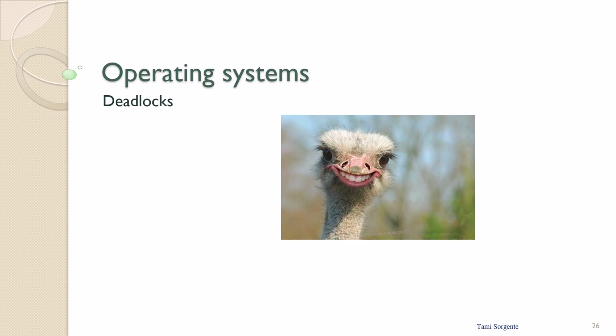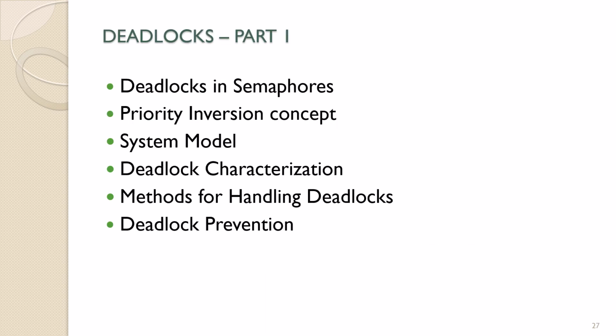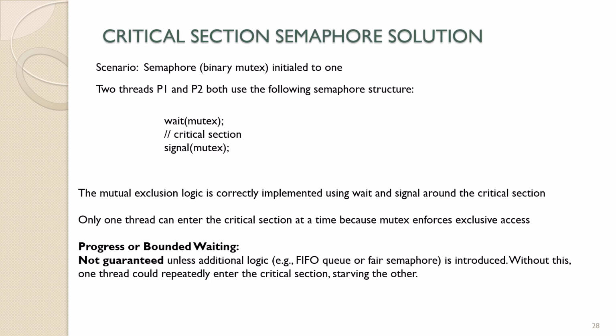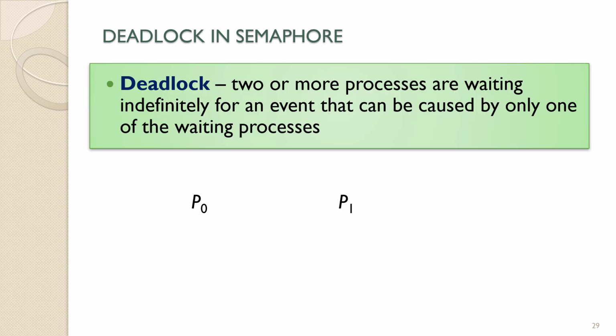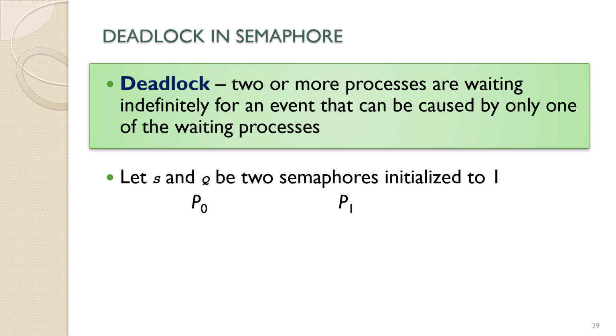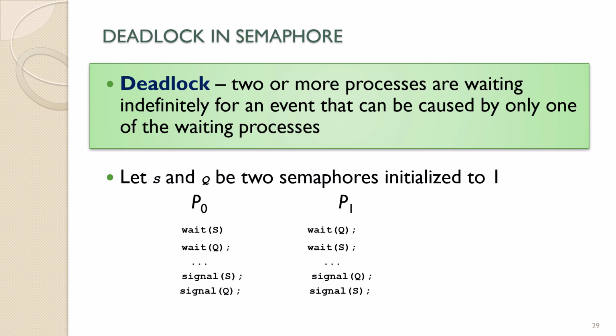So now let's talk about deadlocks. Here is an example of how a deadlock could happen in a semaphore situation. Remember that you have wait and signal. Here you have 2 processes, initialized to 1. P0 has a wait on S. We have 2 semaphores, S and Q, so S equals 1 and Q equals 1.